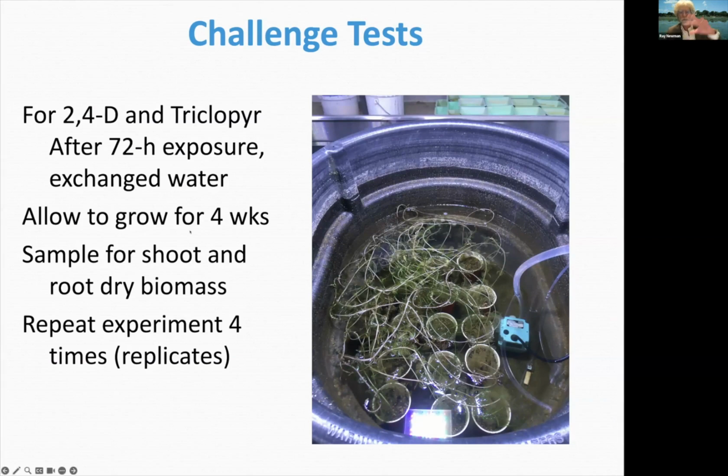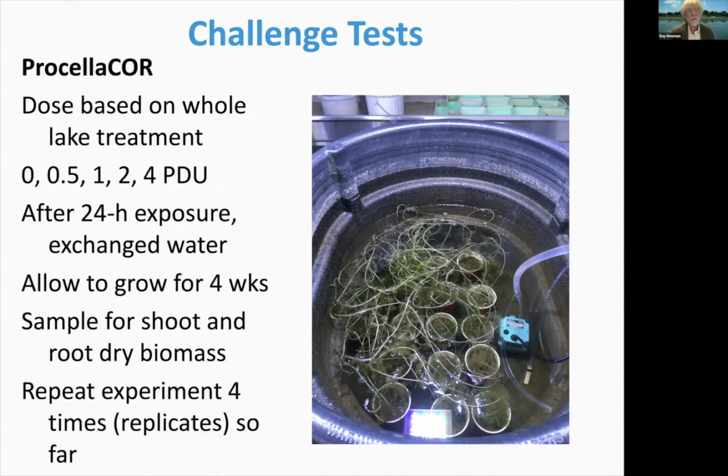So the plants were already up to the surface. You can see here that we're growing, they're dosed, and then we look at how they respond at the end of 4 weeks. We sample the shoots and roots for biomass, and we do this 4 times. So we repeat the whole experiment 4 times with 4 independent replicates.